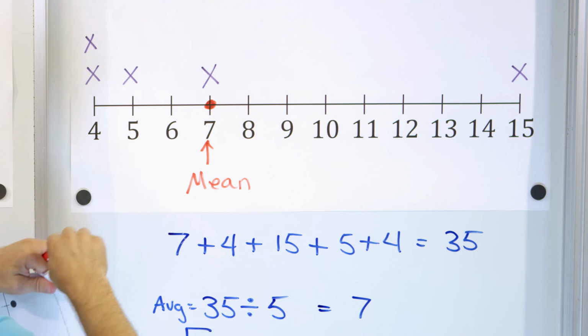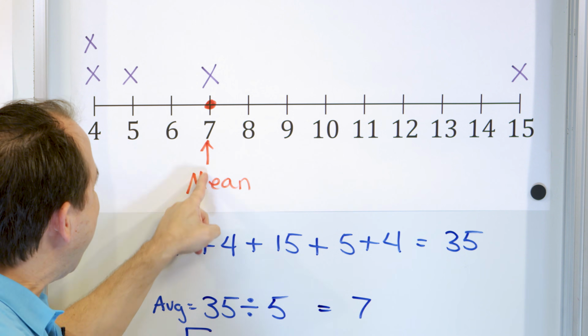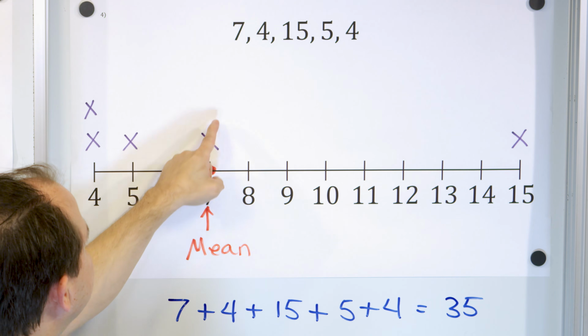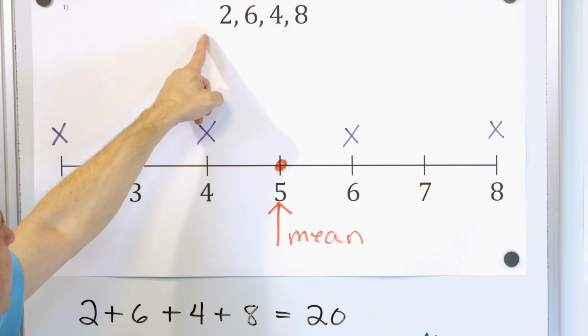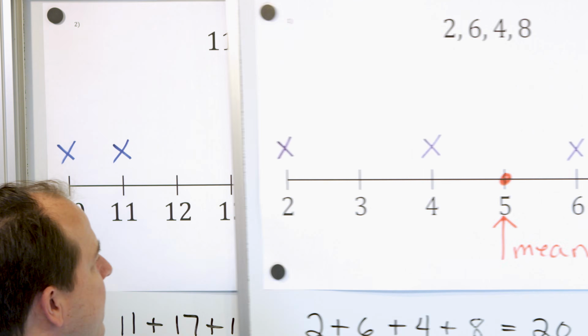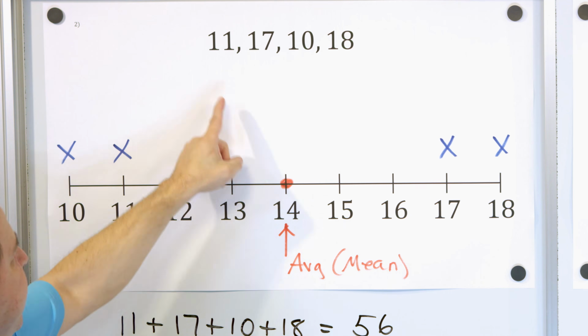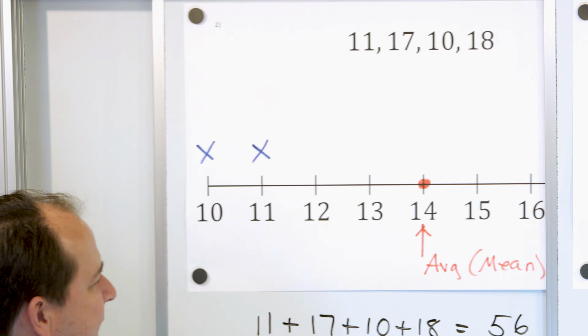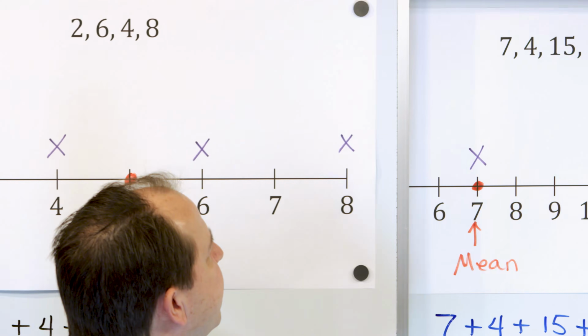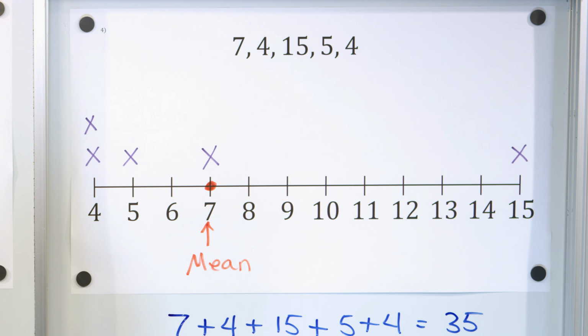Now, this is actually the first time that the mean happens to line up on the same number as one of my data points. If you look before, here the mean was here, but there was no data point at 5. And if you look right here, the mean was at 14, but there was no data point at 14. I had another one that I took down to solve this one, but in that case, it didn't line up either.